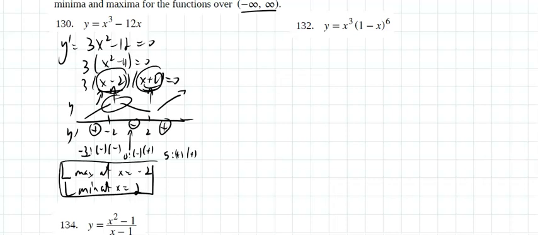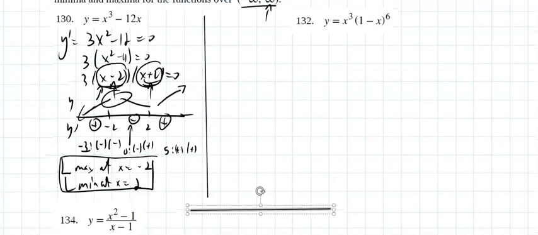Now, if this function keeps on increasing, doesn't that mean it's going to go up to infinity and this is going to go down to -infinity? So that's pretty much it. Infinity and -infinity are not considered the absolute maximum or minimum. You don't say that. Okay, how about this problem?